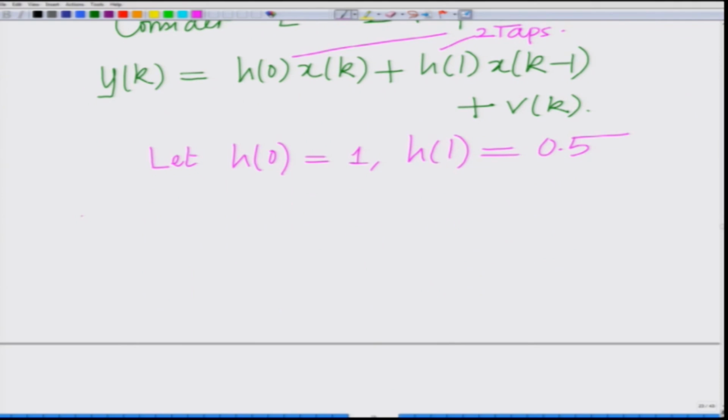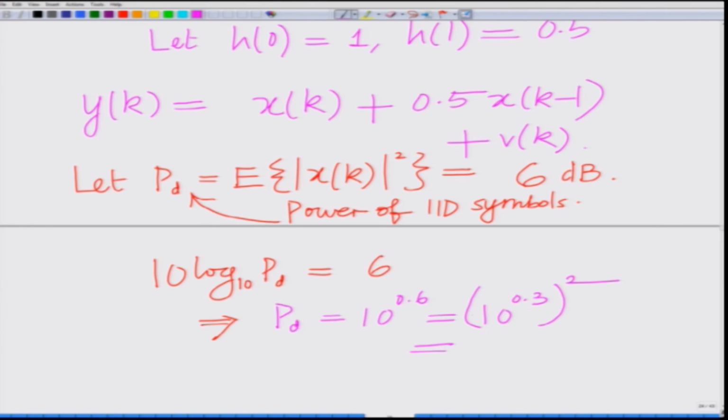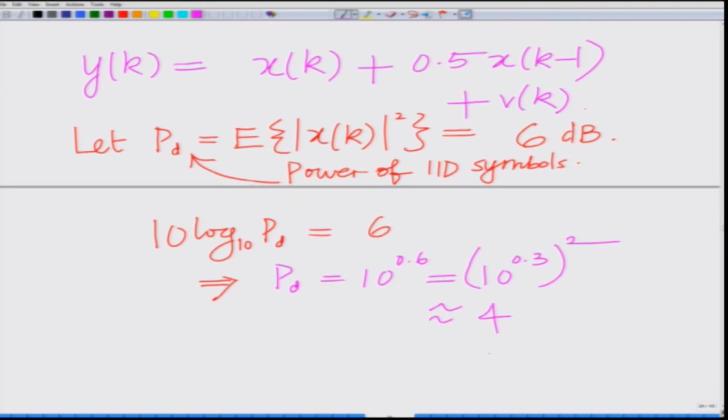Substituting H0 equals 1, we have Yk equals 1 times xk plus H1 times xk minus 1, that is 0.5 times xk minus 1, plus Vk. The symbol power is 3 dB, which corresponds to 2, so this is approximately equal to 2.